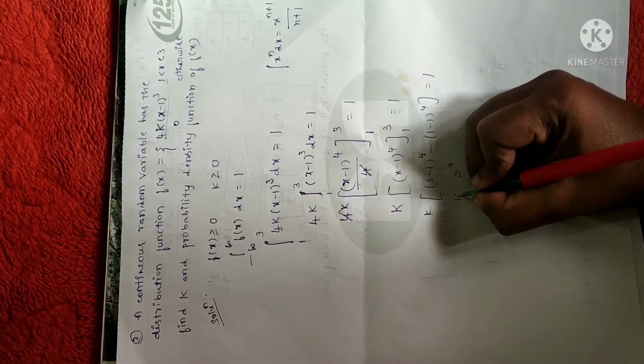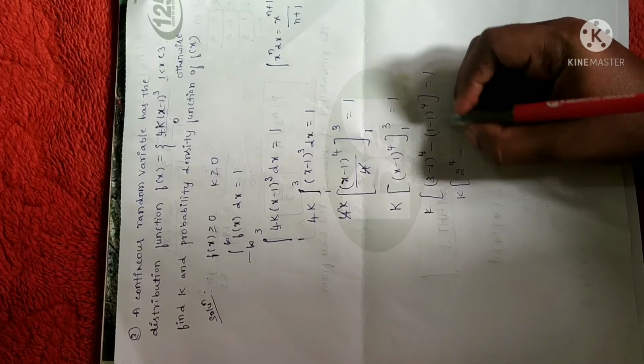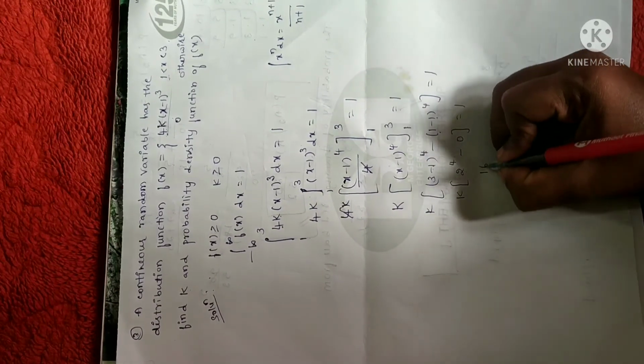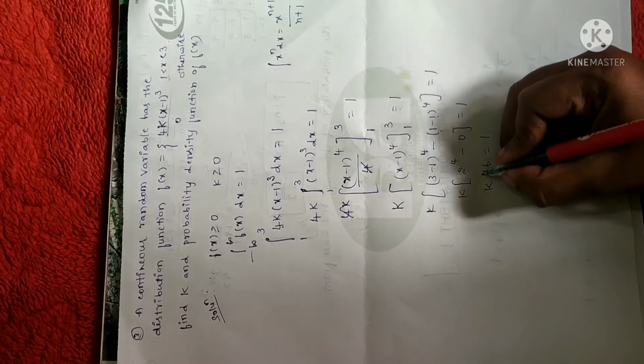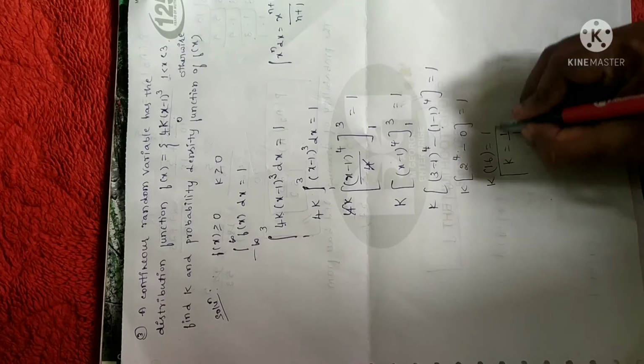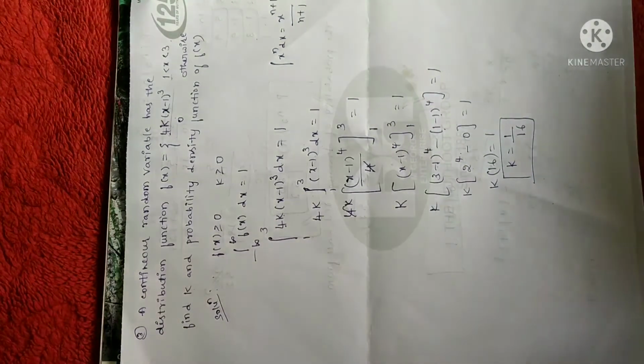So let me write one more step. K into 2 power of 4 minus 1 is 0, which is equal to 1. Now 2 power of 4 is 16. So k into 16 is equal to 1. Fine. So k value will be 1 divided by 16. So I have obtained the value of k.